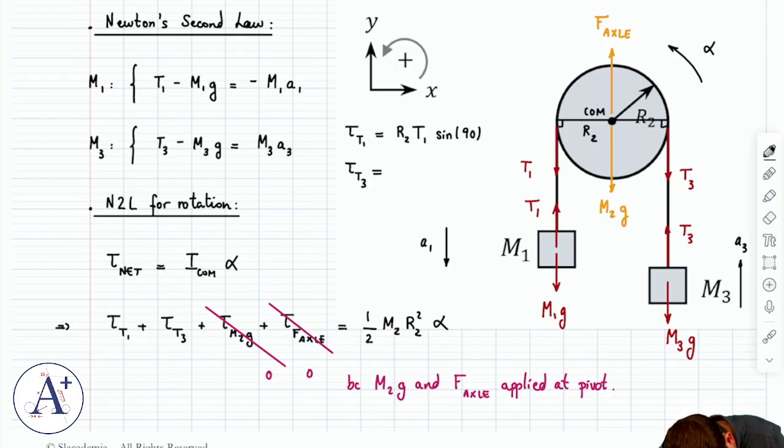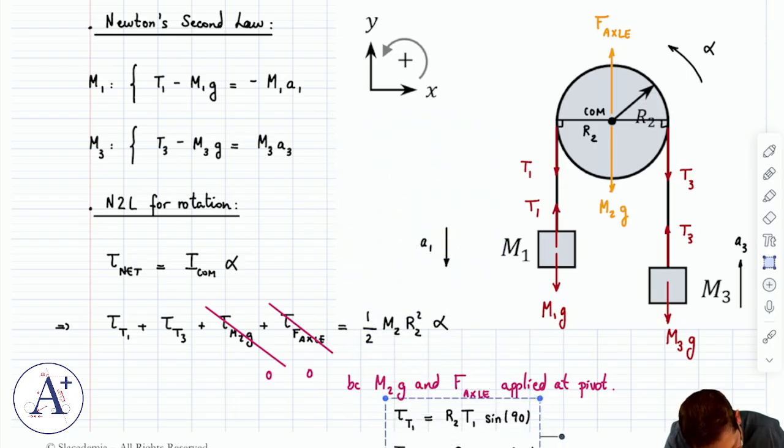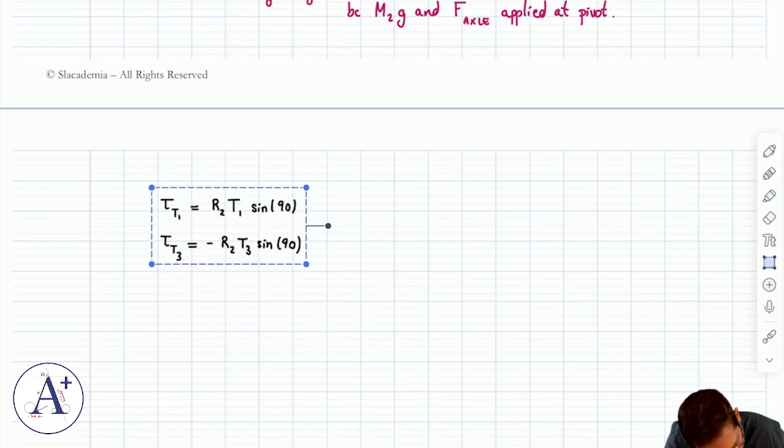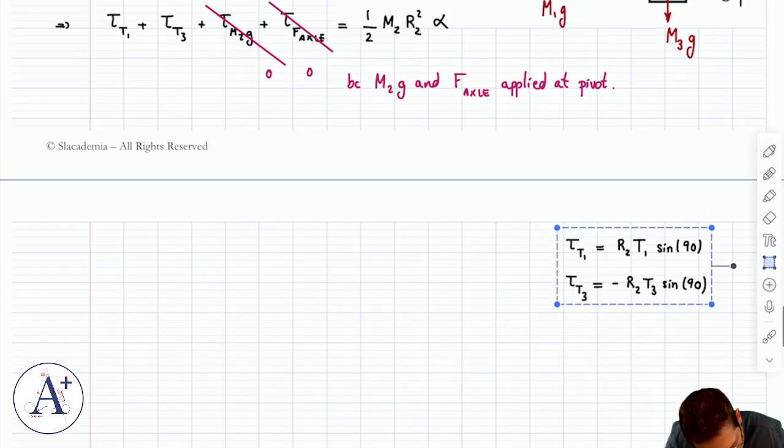Torque of T3, well, if I forget all the forces but T3, it's going to pull like this and try to rotate the pulley clockwise. That's negative. Okay, and then distance R2, force T3, sine of the angle between R2 and T3, which is 90. Okay, so I'll bring these guys with me. And I'll just leave them here for now, and we're just going to rewrite torque net equals I alpha.